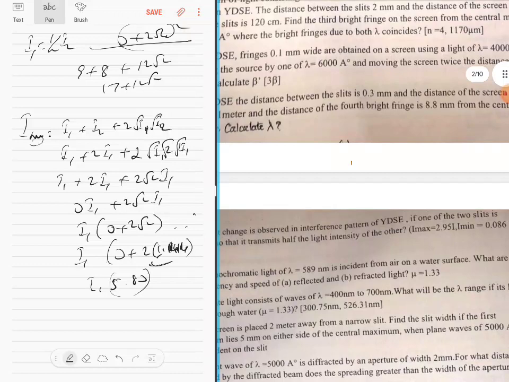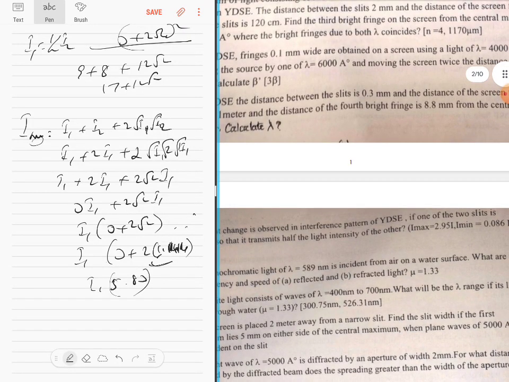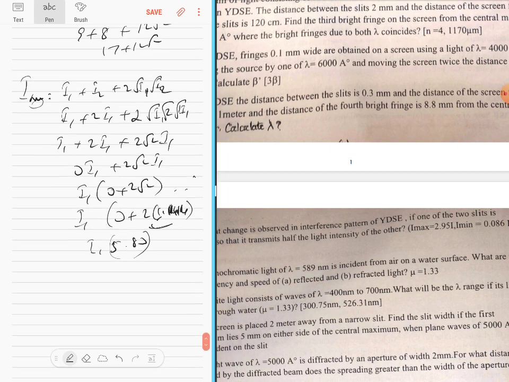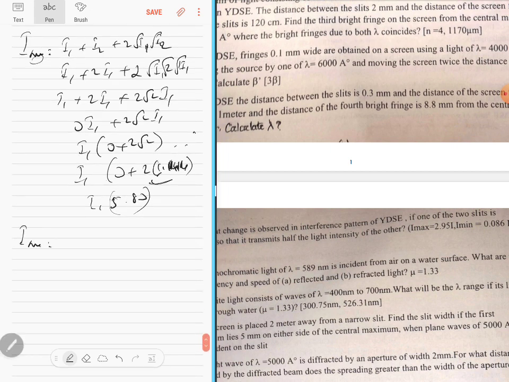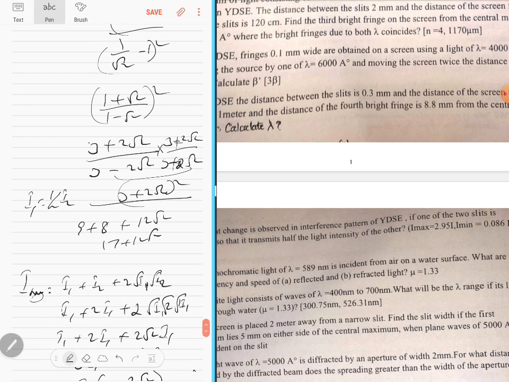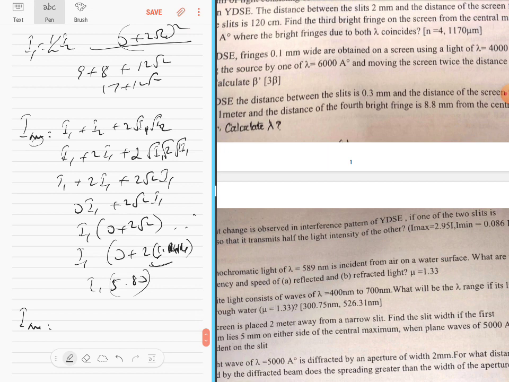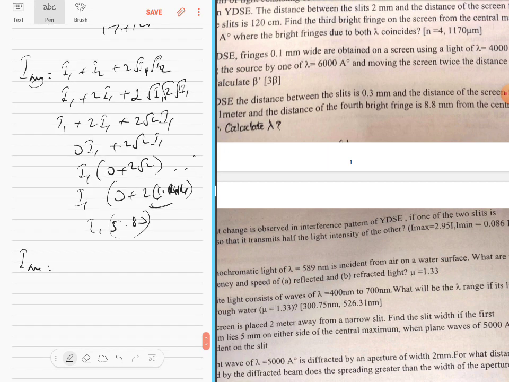What is this? They put 2.951. That's not what I get. Okay, let me continue. For I minimum, obviously one is half the intensity of the other. So I1 is equal to 1 by 2 of I2, half of I2. So I2 is equal to 2 I1. I've written it correctly and I've got the answer like this.